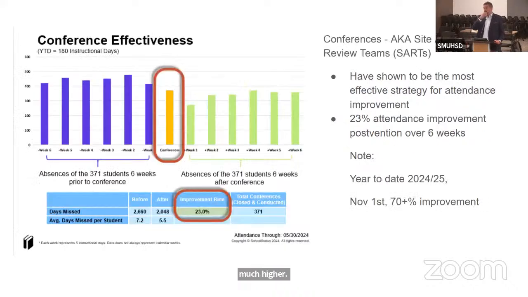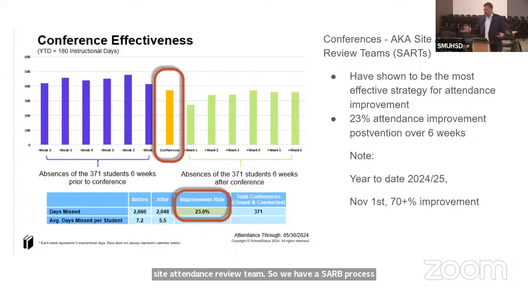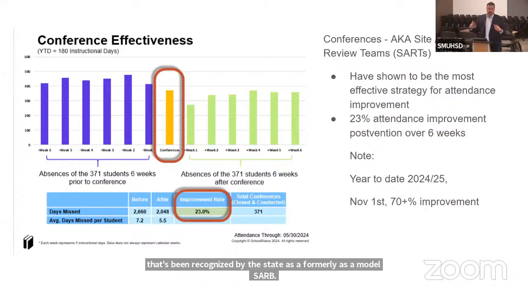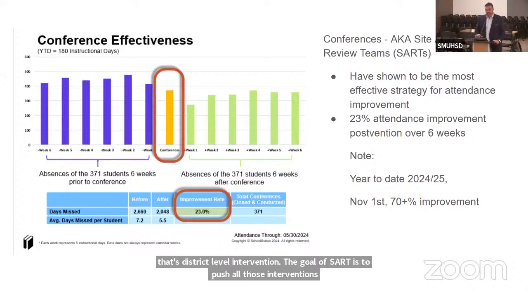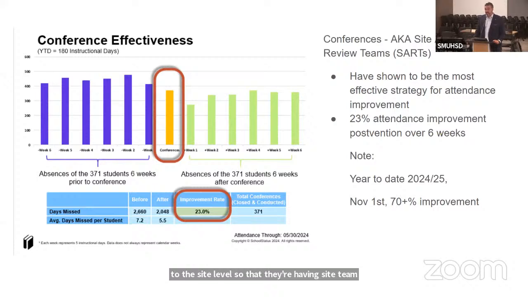All right, so this is probably, for me, the most important slide of the presentation to illustrate how we are improving attendance using our social workers and doing school attendance, site attendance review teams. So we have a SARB process that's been recognized by the state formally as a model SARB. So that's district level intervention. The goal of SART is to push all those interventions to the site level so that they're having site team meetings, and all of our sites are having site team meetings.